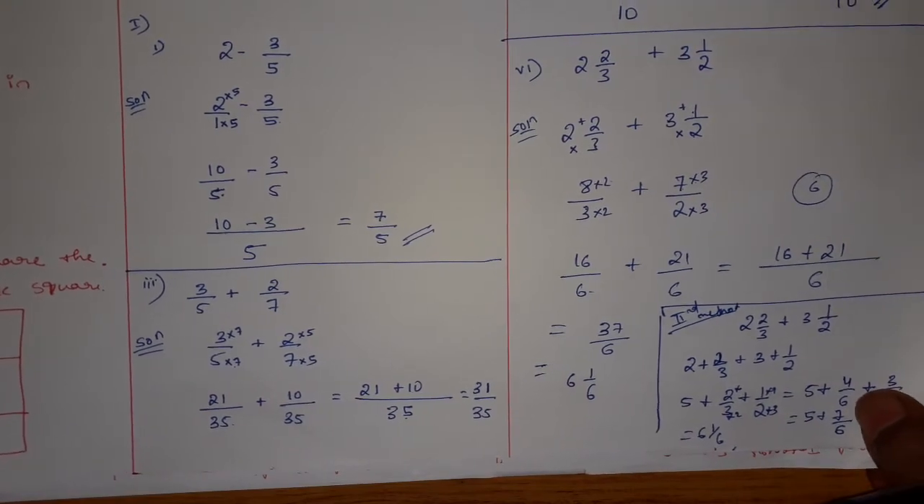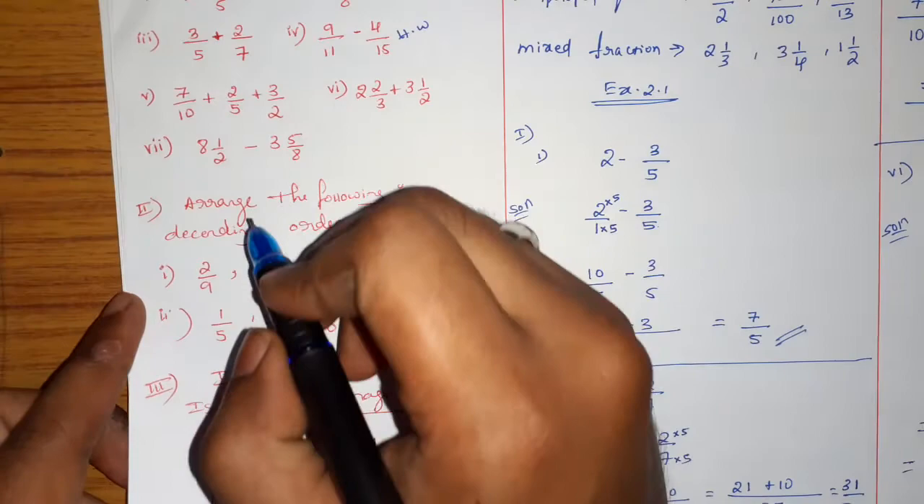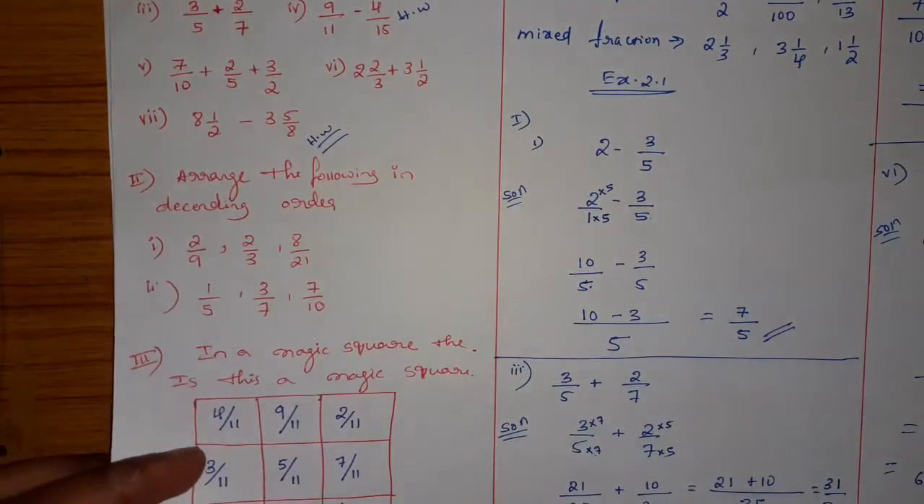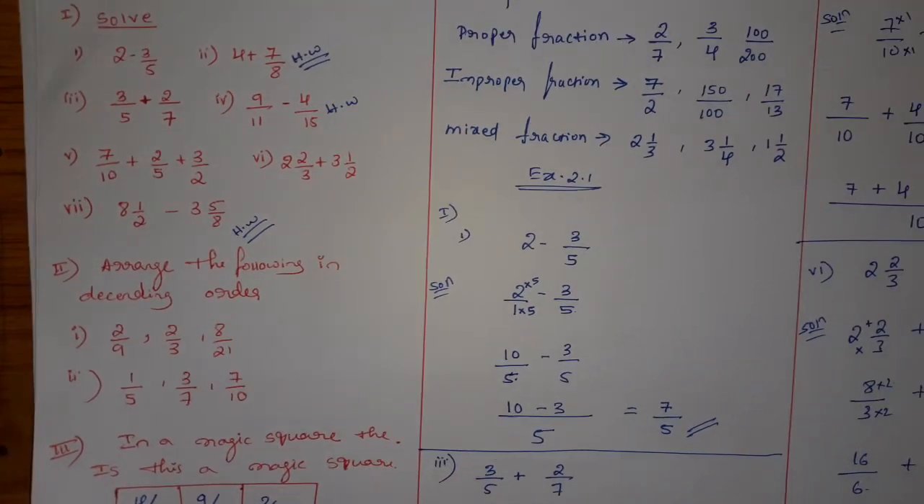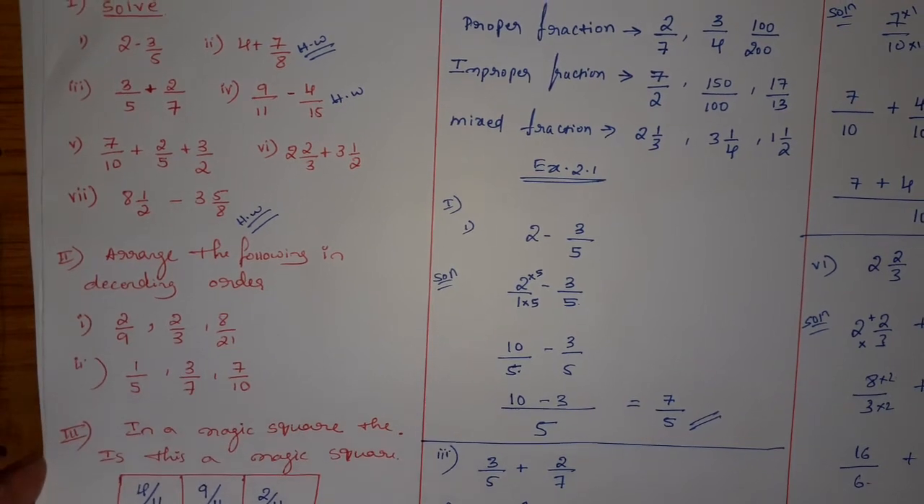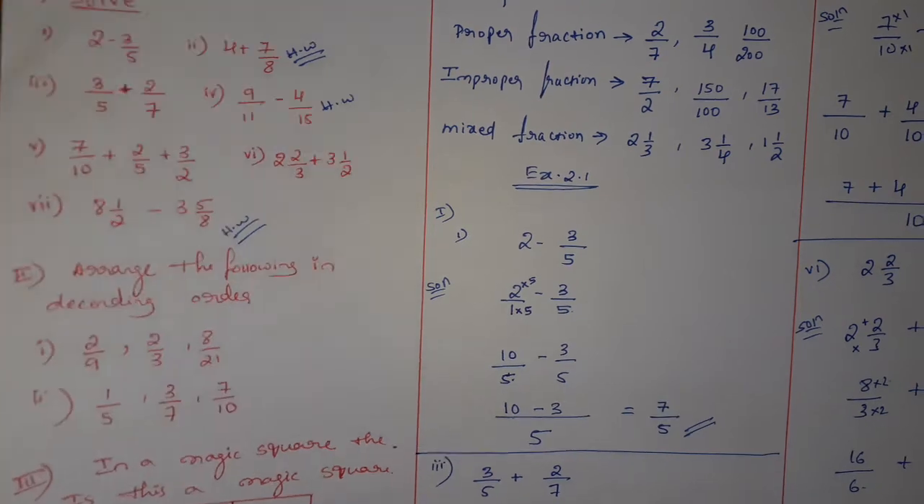So take this. 7th is homework. Okay, 7th is homework. Now arrange the following in descending order. Okay, let's try this.